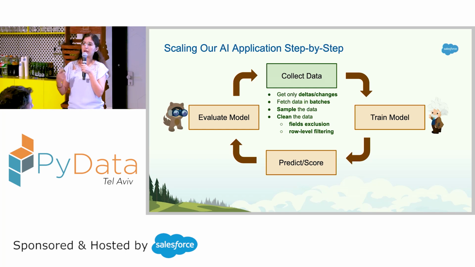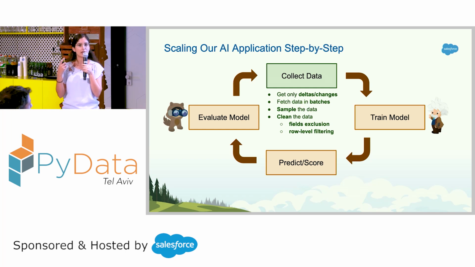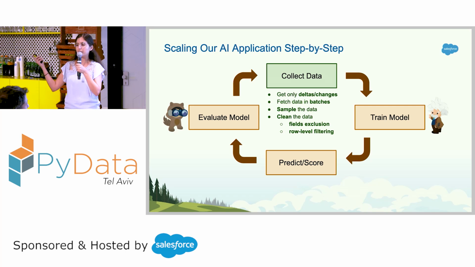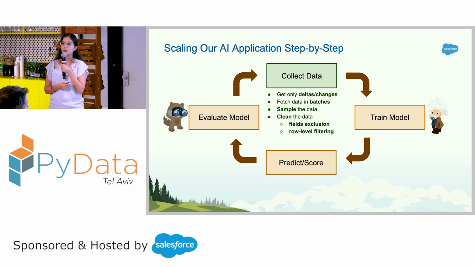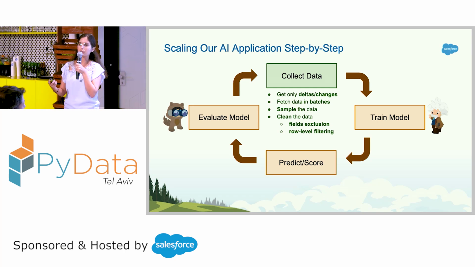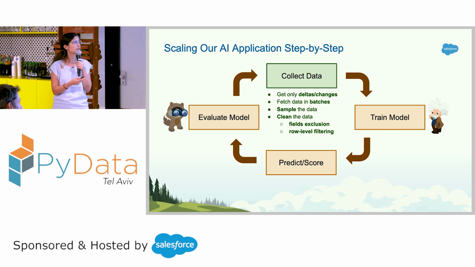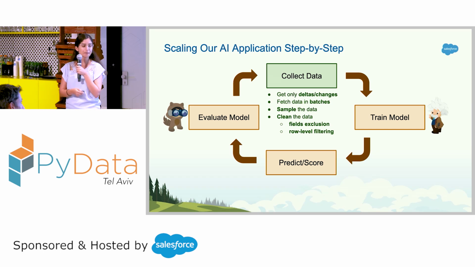We also fetch the data in batches. And think about it, we can have millions of leads. We don't need to use all these leads, and we can't really use all these leads in training. So we sample the data. And finally, we also clean the data. We allow the customer some level of control, and the customer can actually exclude certain fields or filter certain leads that he doesn't want to get scores. And this is called field exclusion and row level filtering.